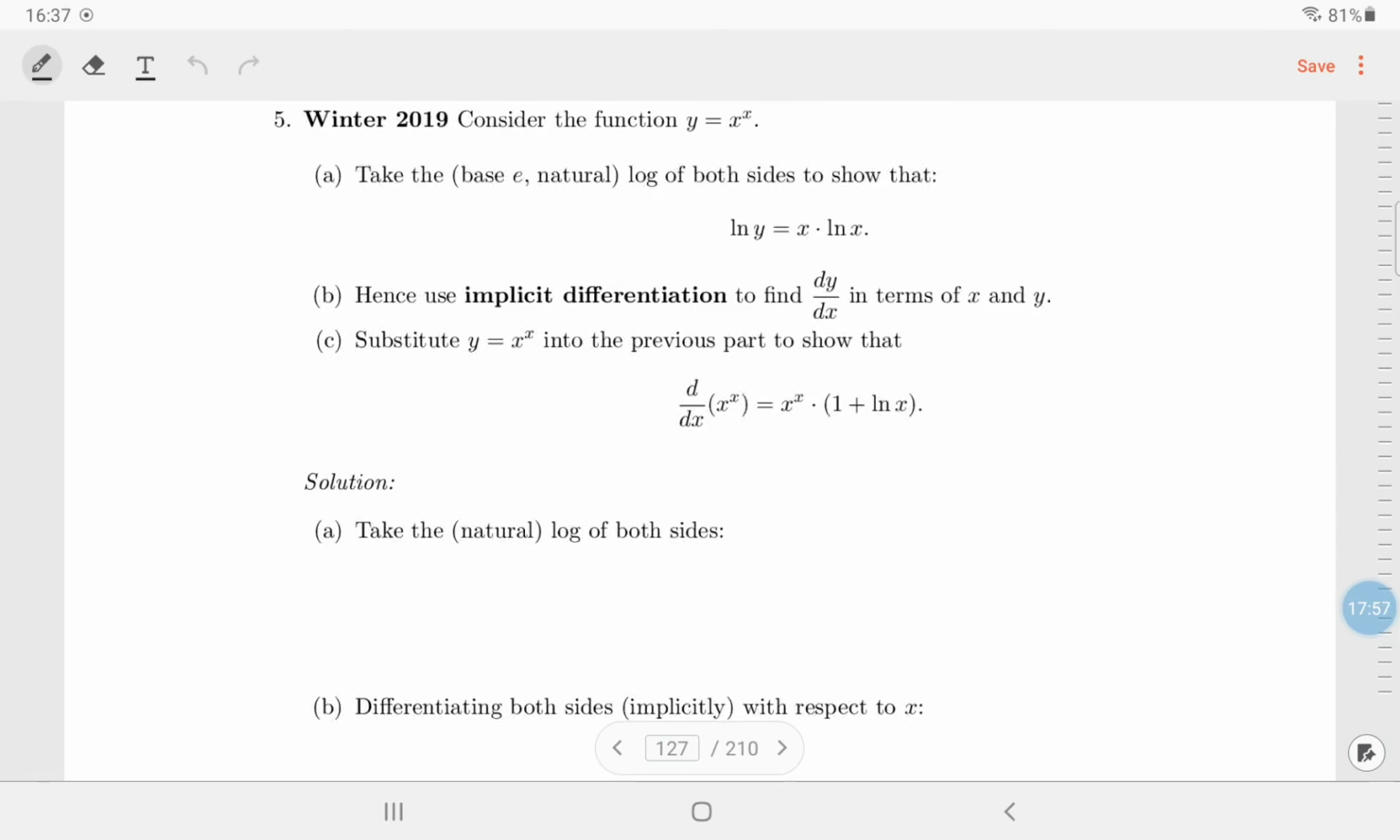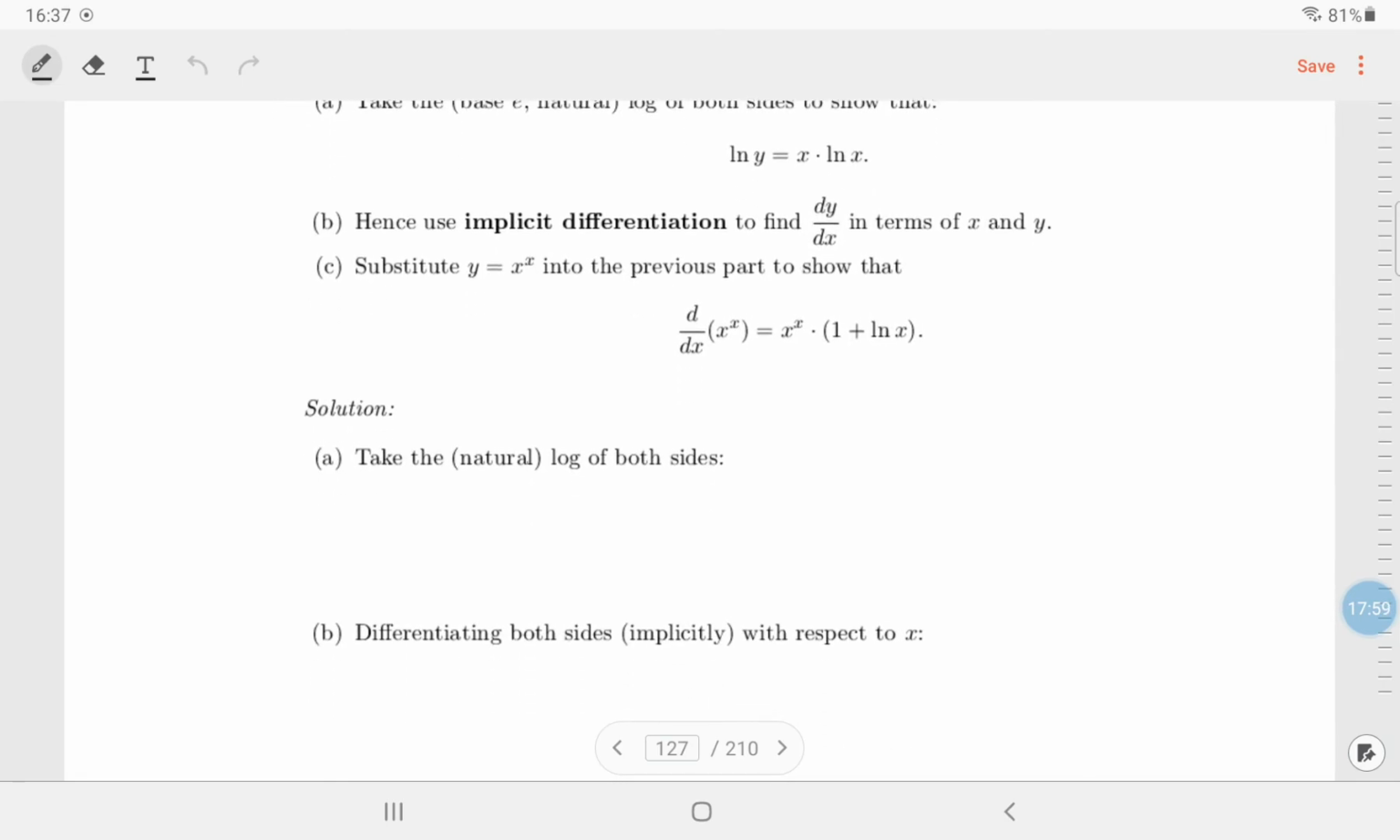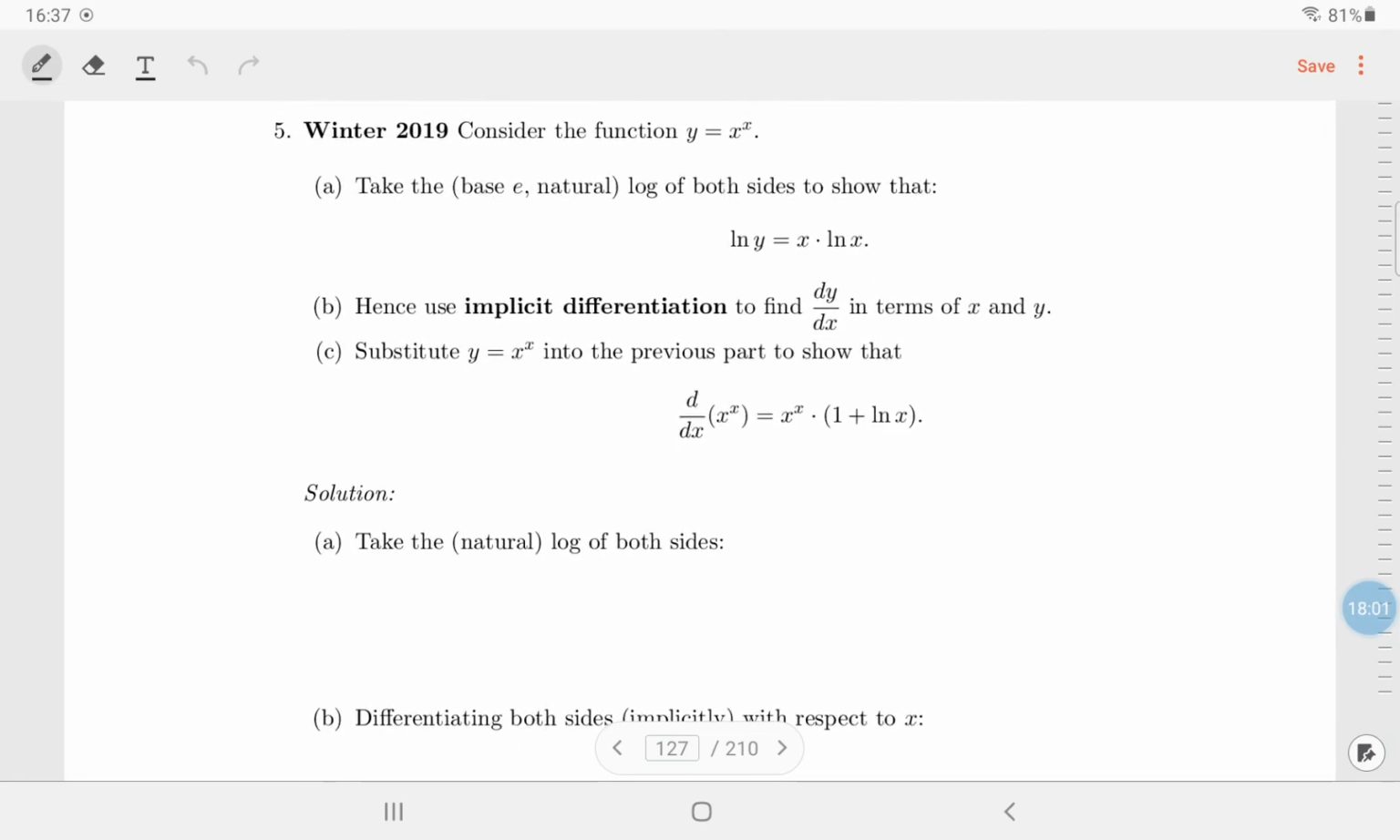So the good thing about this is it's kind of done step by step. So starting with y equal to x to the x, we're going to take the log of both sides. So we get log of y is equal to log of x to the x.